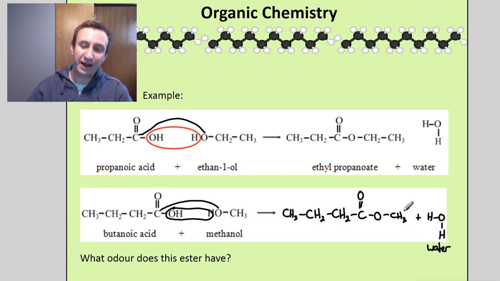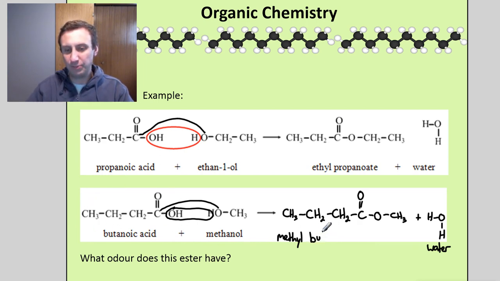Now for this, I have the alcohol portion of the ester is a methyl. So the name is methyl. Then I have a space. Then I have 1, 2, 3, 4 carbons in the carboxylic acid portion of this. So it's methyl butanoate.